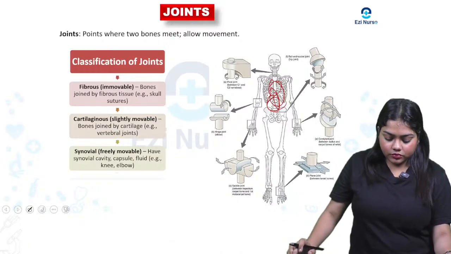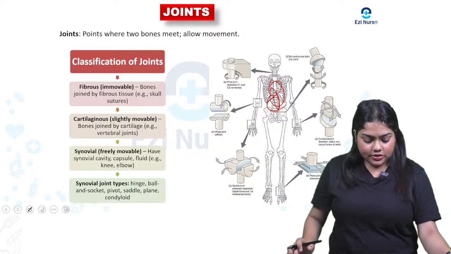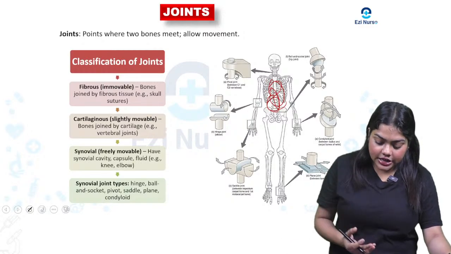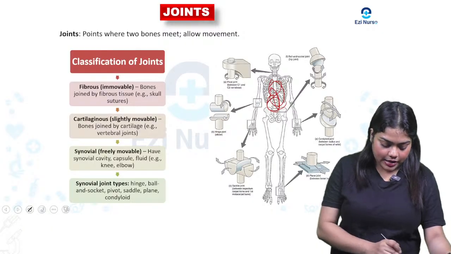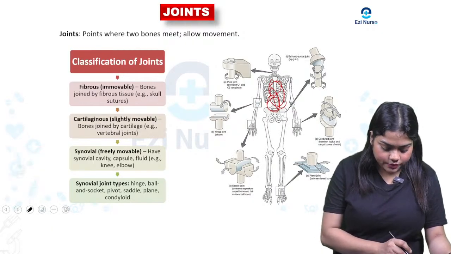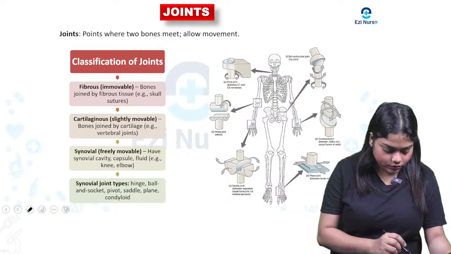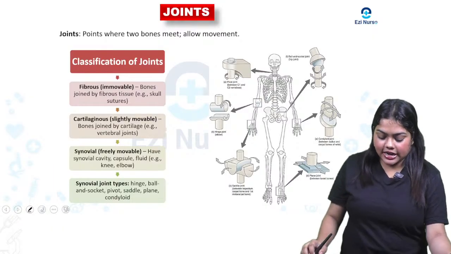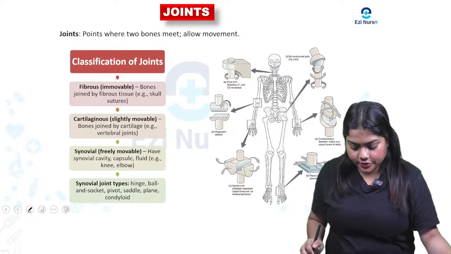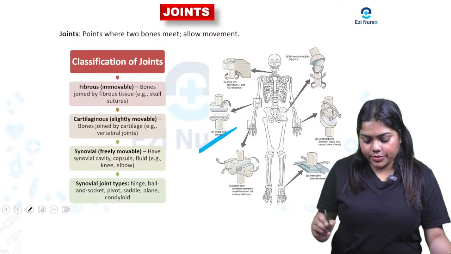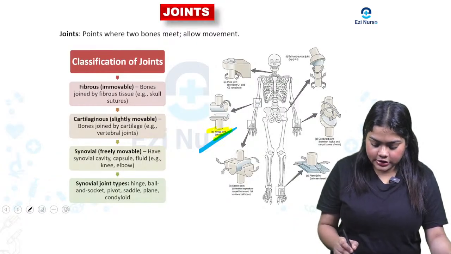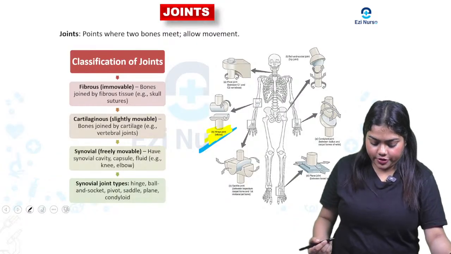And lastly, the synovial joint types. In synovial joints we have different types. What are those? The first is the hinge joint. What is a hinge joint? The hinge joint comes under the elbow joint.